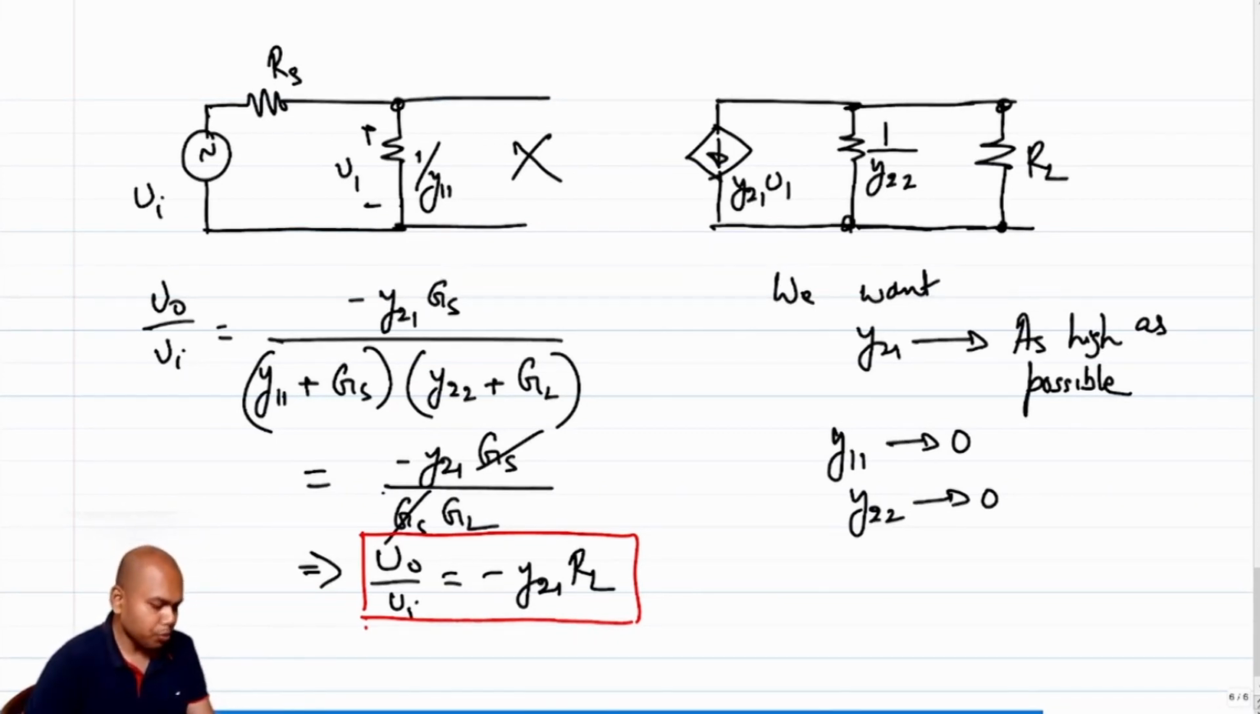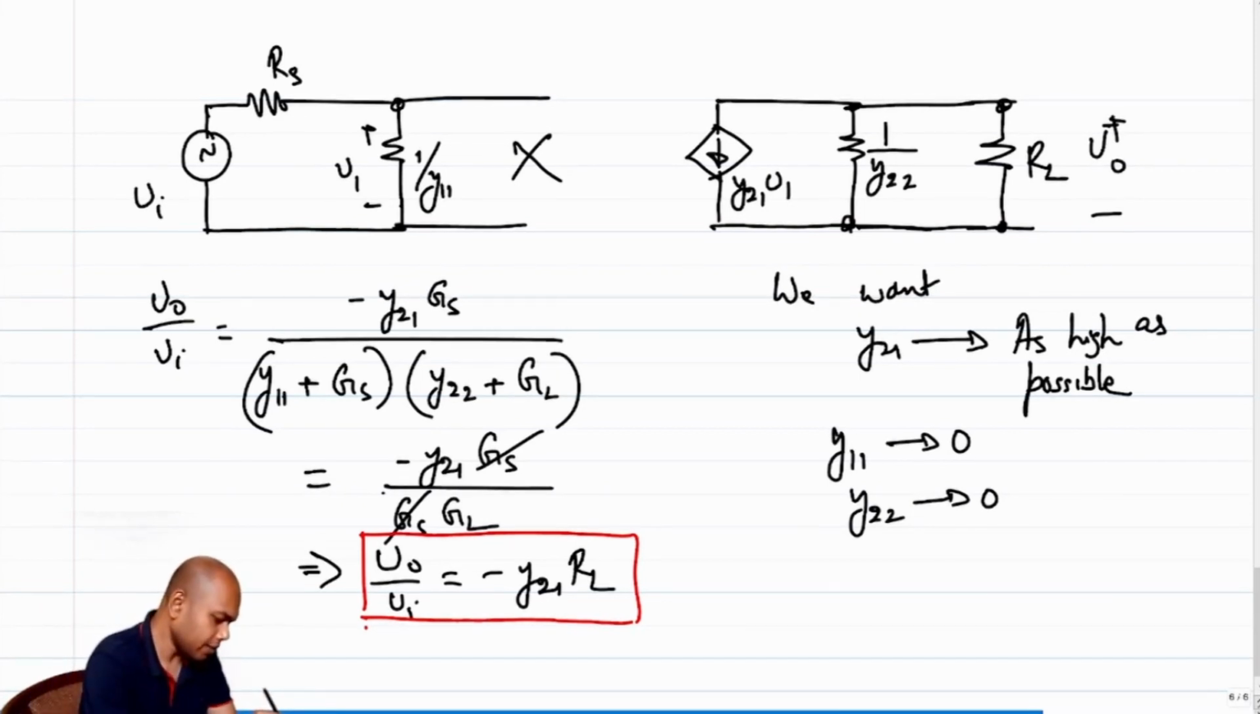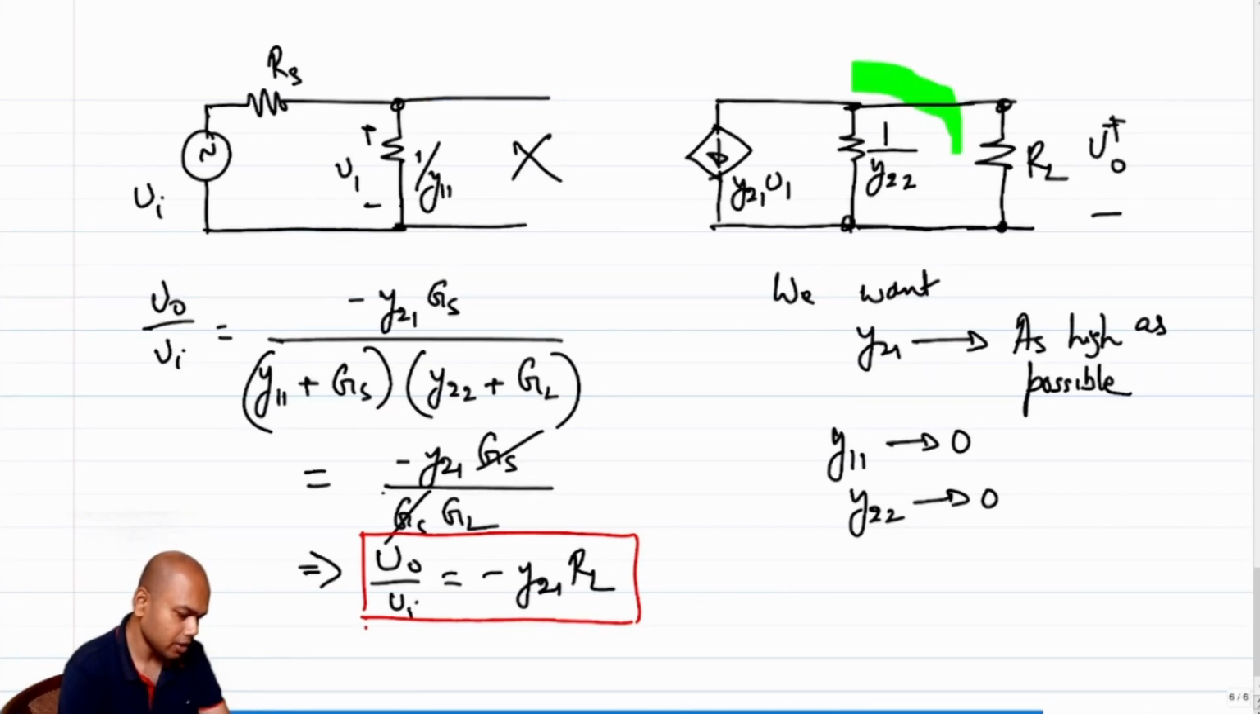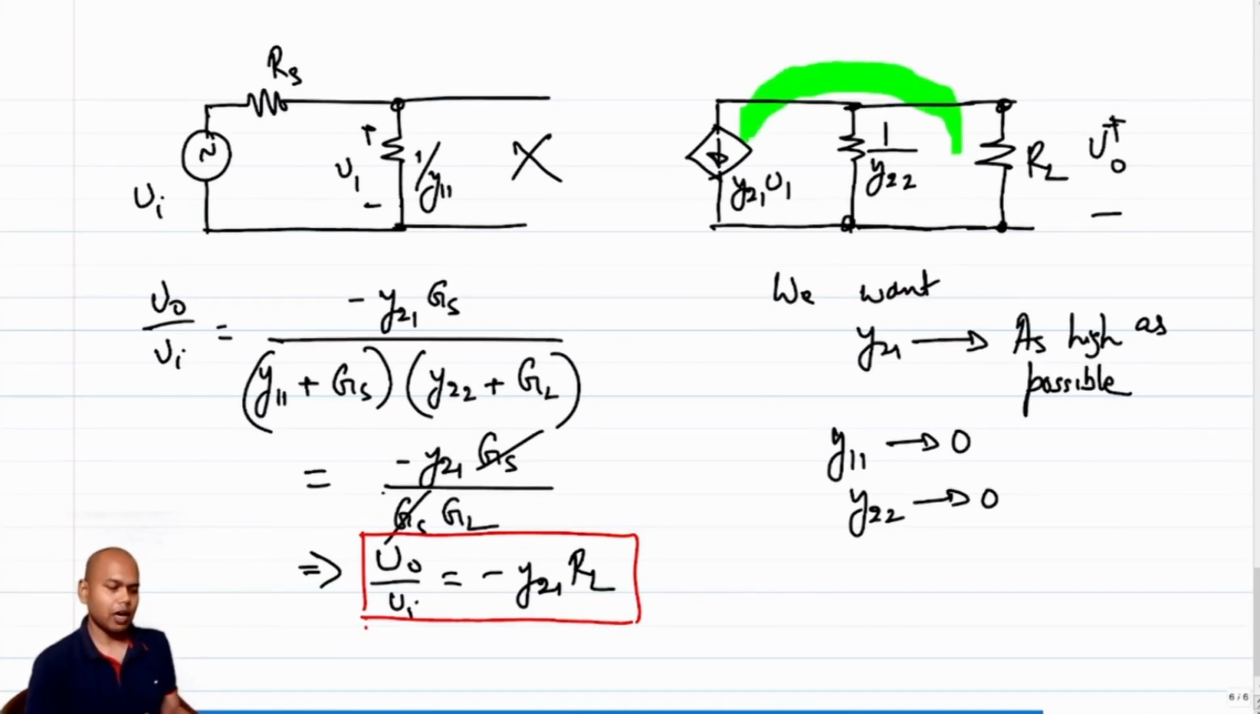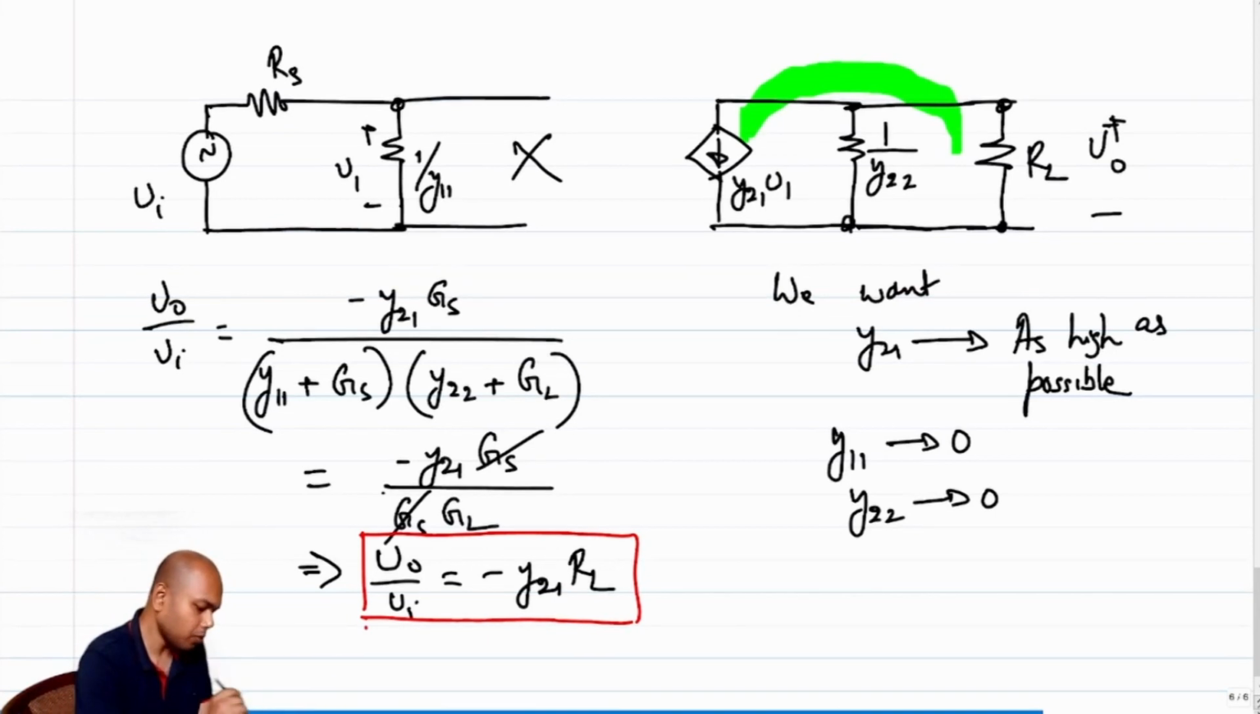So let's stare at the output port for some time. This is my V0. How is the voltage V0 getting generated? The voltage V0 is getting generated when this current, Y21 times V1, is flowing into RL. Now note that this Y21 times V1 is flowing into a parallel combination of 1 over Y22 and RL. In other words, this current is getting divided between two resistors.